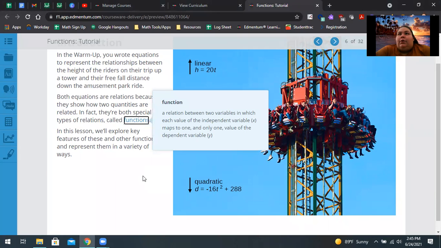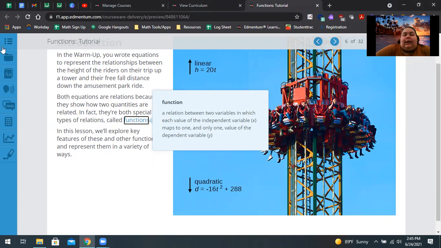You'll see it in a table, in a graph, sometimes a verbal description, or if you're not given a table, you're given ordered pairs. So it's a relationship between two variables in which each value of the independent x maps onto one and only one value of the dependent variable y. To summarize that, your x cannot repeat. That's the simplified version of it: your x, the independent variable, maps to one.